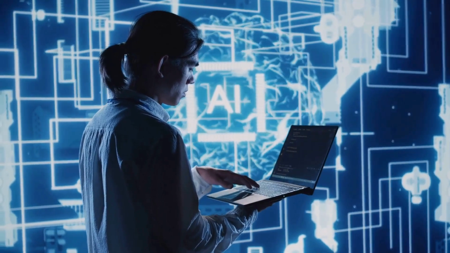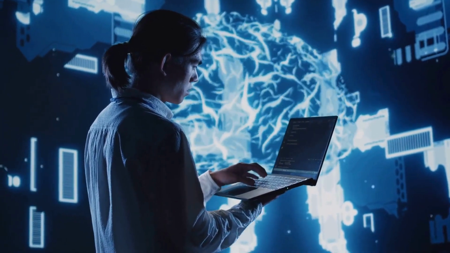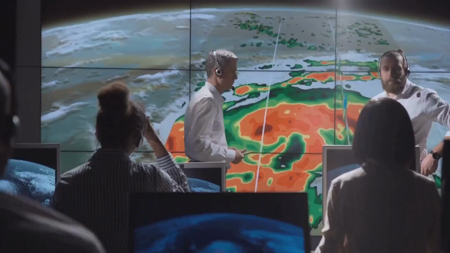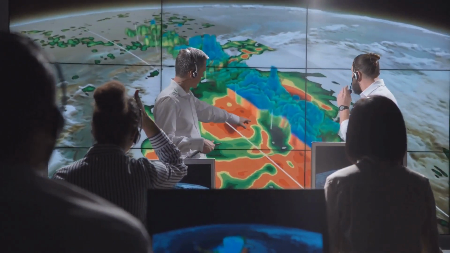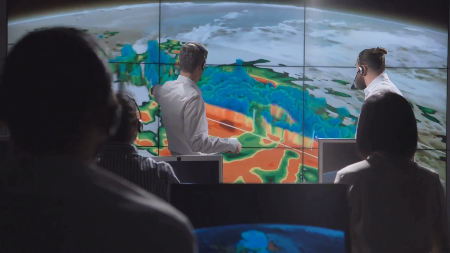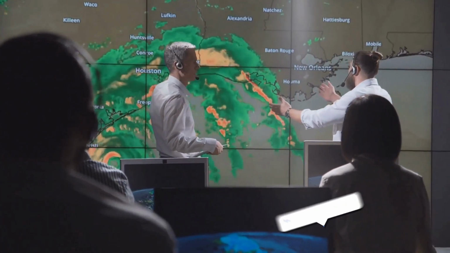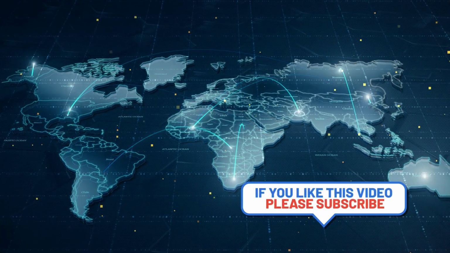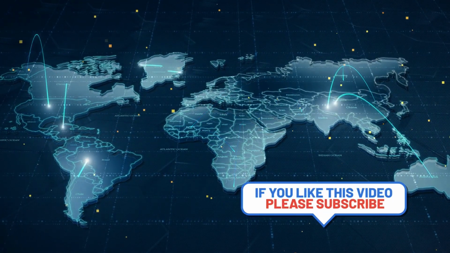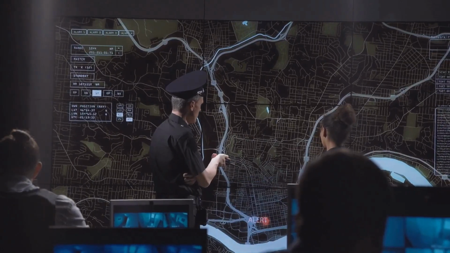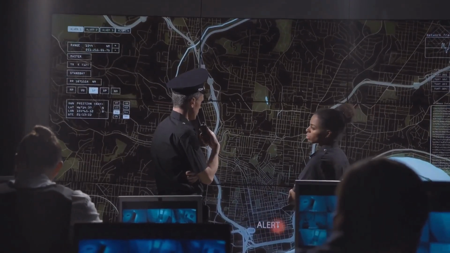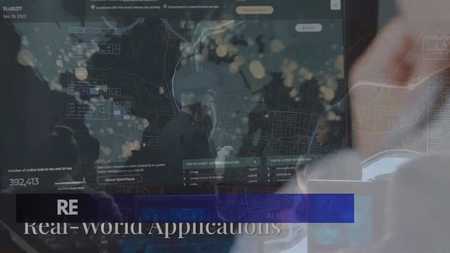Moreover, AI empowers GIS with predictive capabilities. By analyzing historical data and identifying trends, AI models can forecast future events with remarkable accuracy. Whether it's predicting urban sprawl, forecasting traffic congestion, or anticipating the spread of wildfires, AI-powered GIS is becoming an indispensable tool for planning and preparedness.